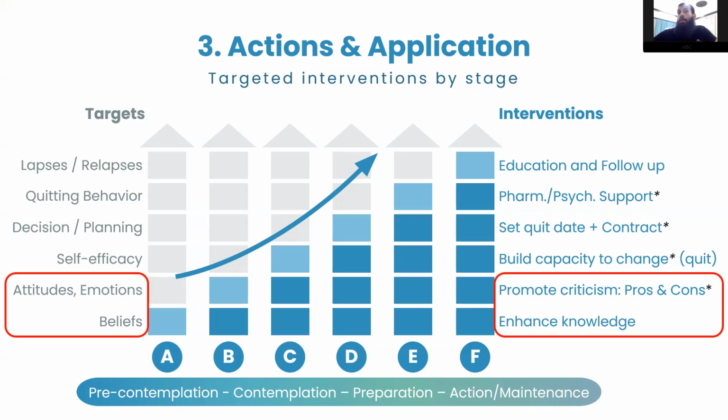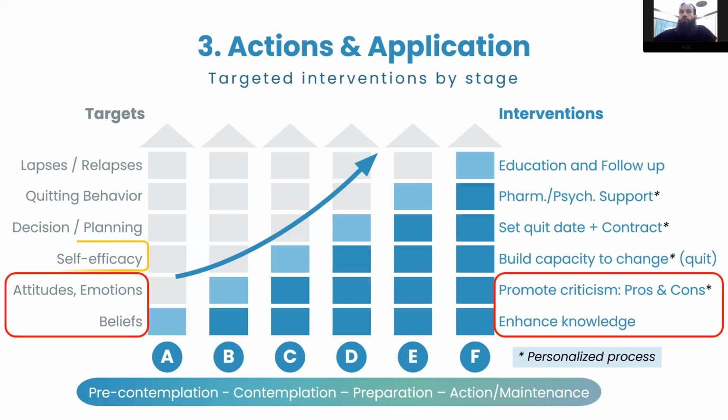Nurses ask and guide pre-contemplators to think about negative aspects of smoking and any potential reasons or benefits of quitting, and also disadvantages of quitting and how to overcome them. It is important that the information produced during this intervention is the most personalized possible to reflect and address the actual beliefs and attitudes of the patient.